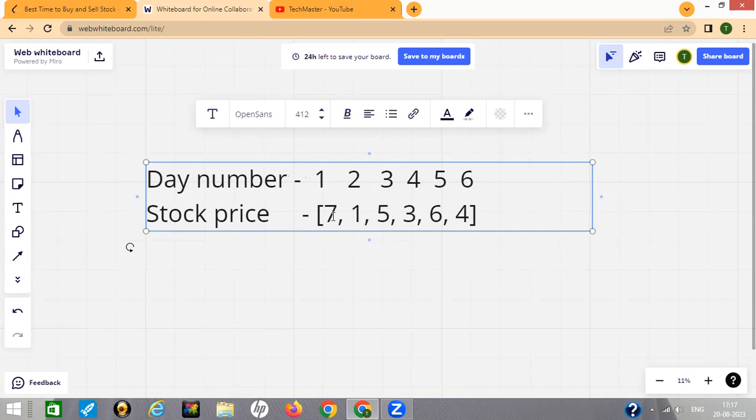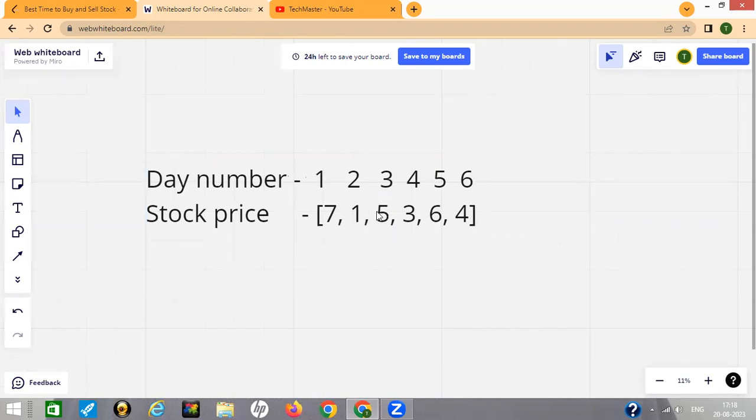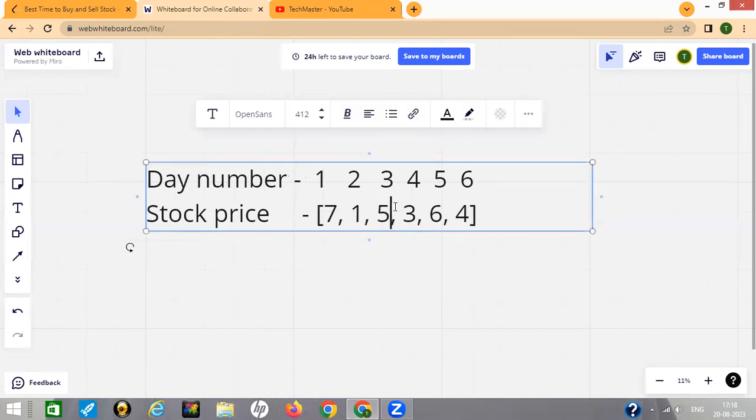day six. So if we buy the stock on day one with the price 7, if we see in the array, the stock price is always lower than what we bought at. So we are not getting any profit here. But if we buy the stock on day two with price 1, and if we sell the stock on day three at price 5, then we will make a profit of 4. 5 minus 1, 4. So we are making a profit of 4. And if we sell the stock on day 4, 3 minus 1, we will make a profit of 2.